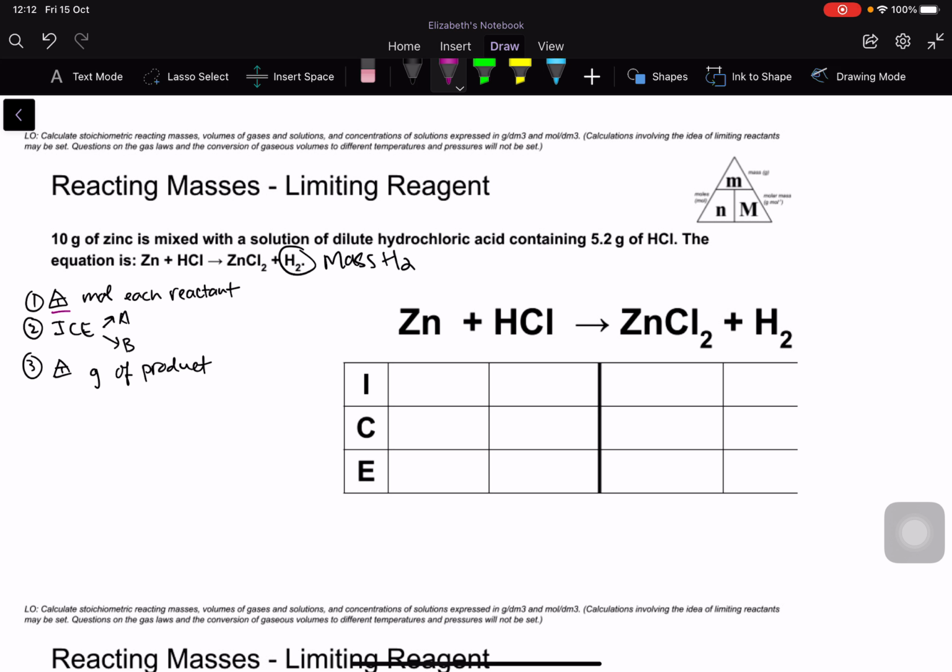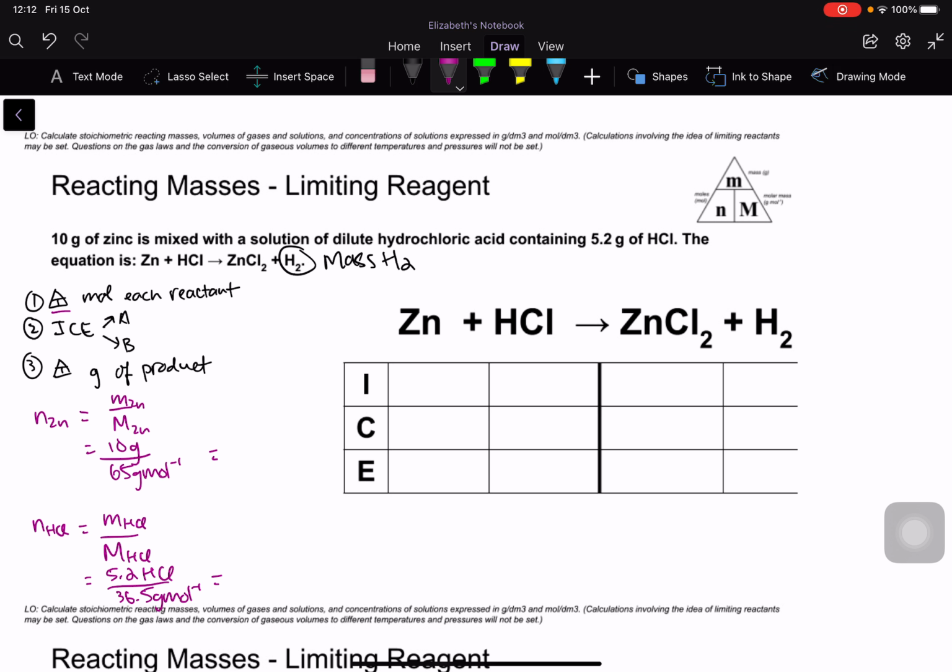Initially, we have 10 grams of zinc and 5.2 grams of HCl. So I want to know the moles of zinc and the moles of HCl, and I can do that by taking our mass and dividing it by our molar mass. Mass of HCl divided by molar mass of HCl. Okay, let's do that. So 10 grams of zinc divided by the molar mass of zinc, grams per mole. And then this one, 5.2 grams of HCl divided by 36.5 grams per mole of HCl. So I can do these calculations and figure out the moles of each.